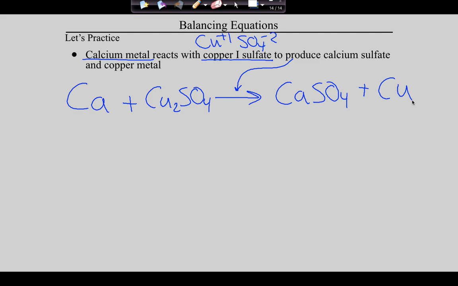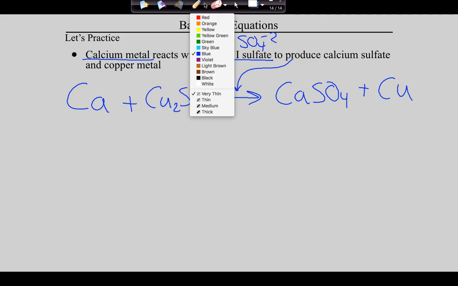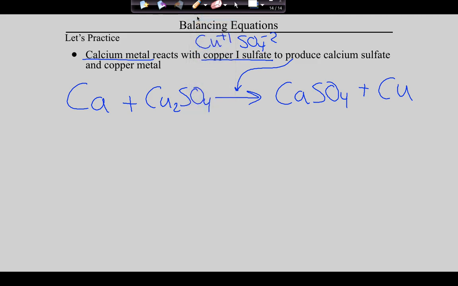All right, so here we go. So our equation is now calcium plus copper 1 sulfate yields calcium sulfate and copper metal. But guys, you'll notice this isn't balanced. It's not supposed to be. All that we did was write the formulas properly, but now that you've got this, this is no different than these. Now all we've got to do is balance it exactly the same way we learned.